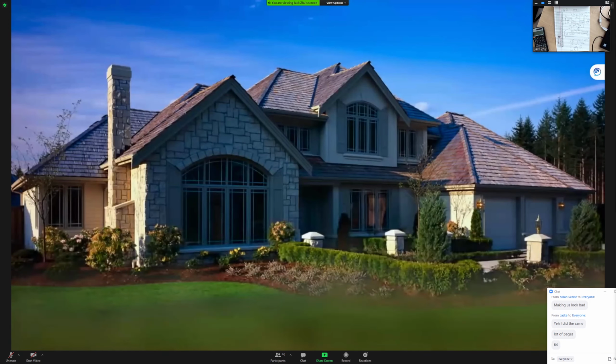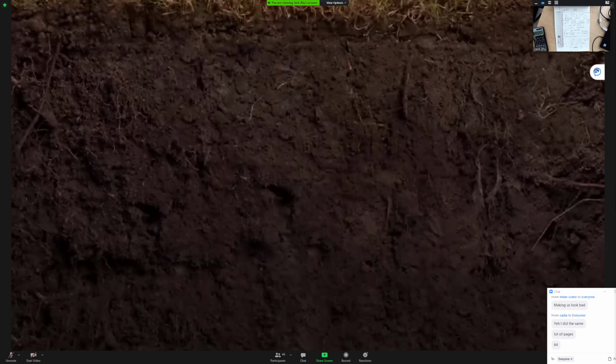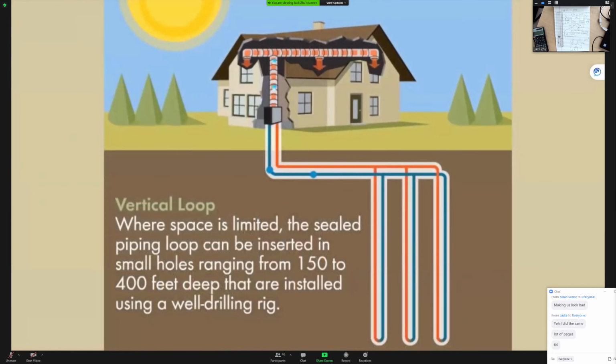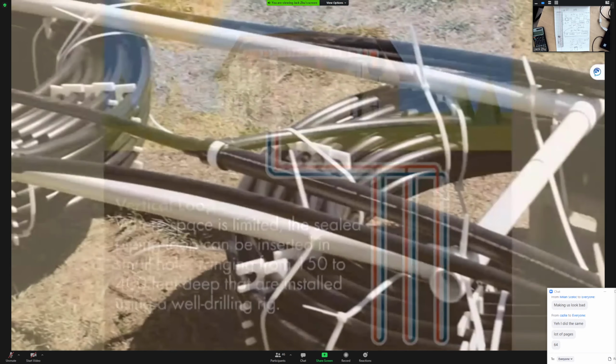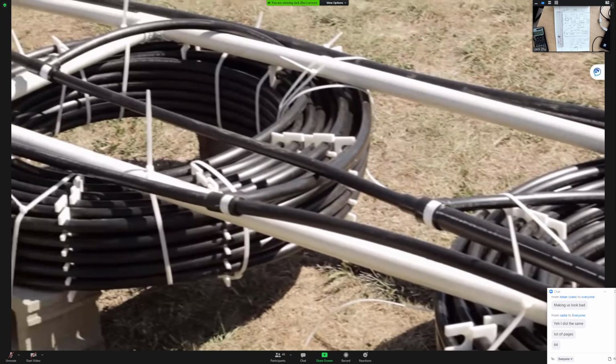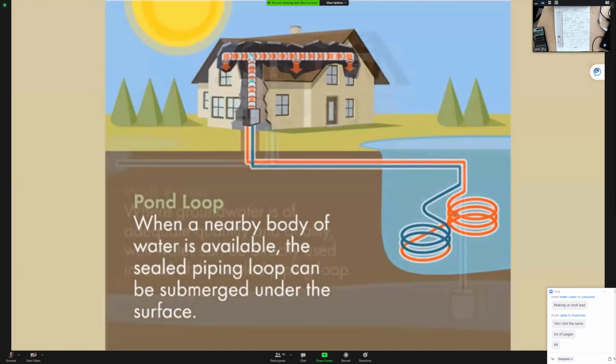Let's take a look at geothermal loop systems. There are several different ways to install a geothermal loop system. Where space allows, horizontal loops are the most cost-effective loop design for most homeowners. If space is limited, a vertical loop system is often the best choice. If a nearby pond or lake is available, a coiled loop system can be used. This is the fastest, easiest loop system to install.